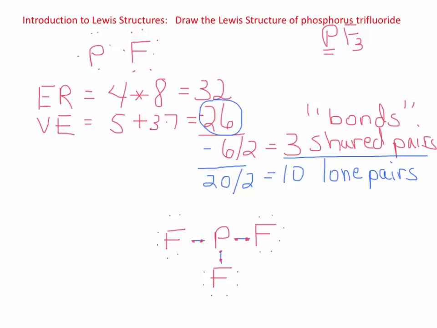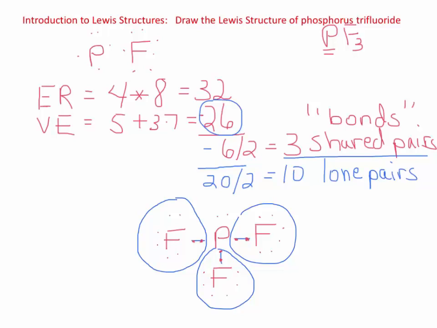It needs 6 more. Now, if we focus on the phosphorus, notice it has 1, 2, 3, 4, 5, 6 electrons around it. That means it needs 2 more. Now, if I draw circles around the electrons around each atom, including the shared ones, you'll notice that everybody has an octet. This fluorine thinks it has 8 electrons around it. And so does this fluorine. And so does this fluorine.